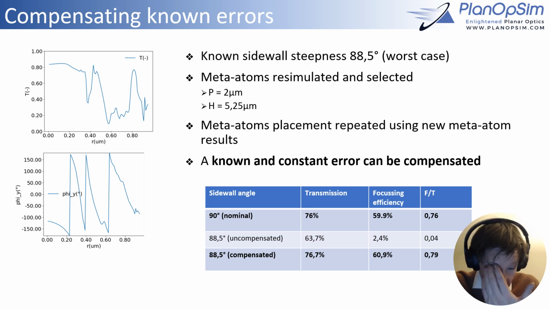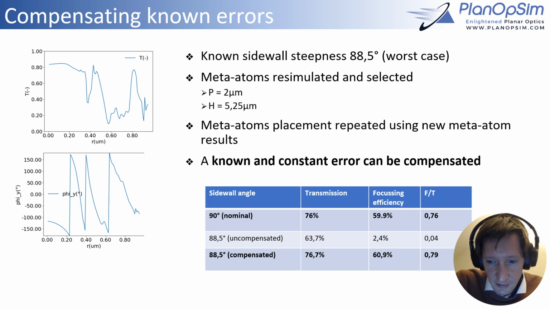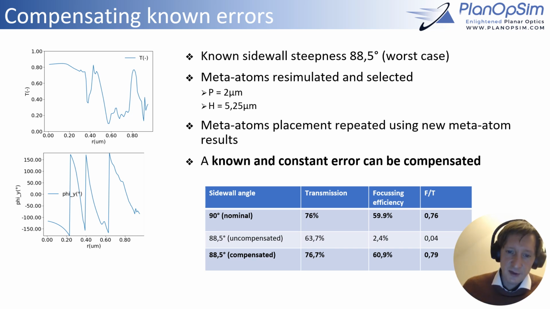A natural question that we have is, if we know the sidewall angle, can we compensate for this? And this is what we did here in this simulation. So we take the same nominal case, the same target metasurface, the same focal length and so on. If we make the nominal design with perfectly straight sidewall angles, the focusing efficiency is 60%. If we then introduce an uncompensated error, the focusing efficiency drops to 2.4%.